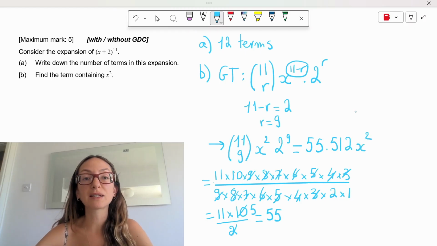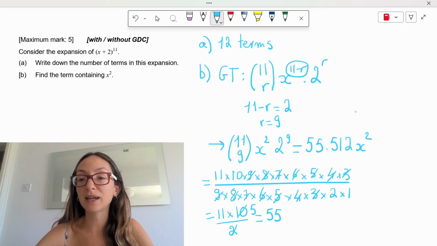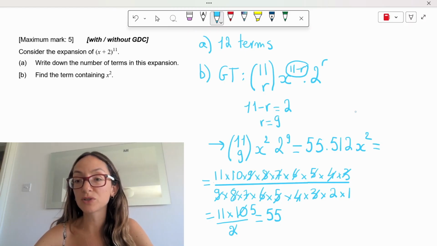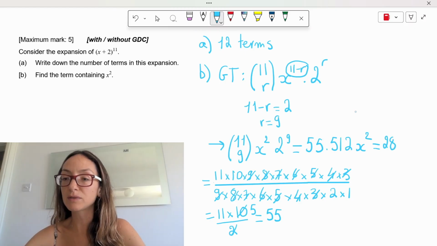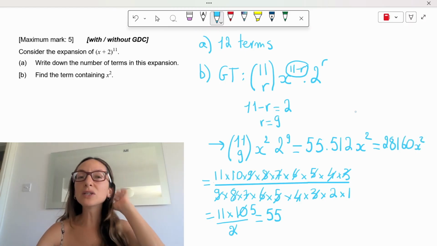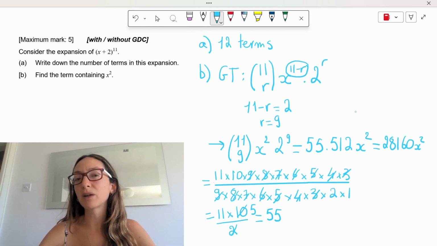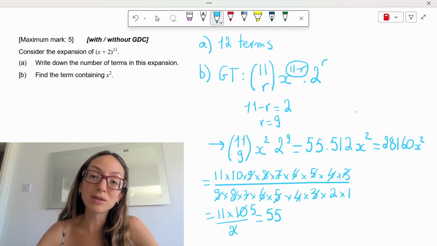So what are they asking us here? Find the term containing x squared. So all we got to do is just multiply 55 by 512, which gives us 28,160 x squared. Now, in general, the IB wouldn't give you such big numbers on paper 1. So I would say this is more likely a paper 2 type of question. But in any way, the process is still the same.